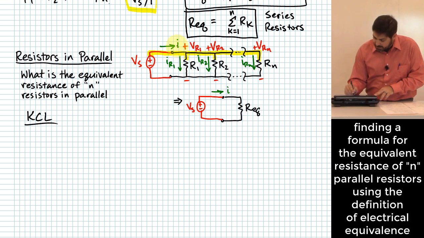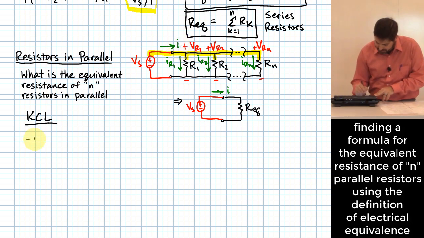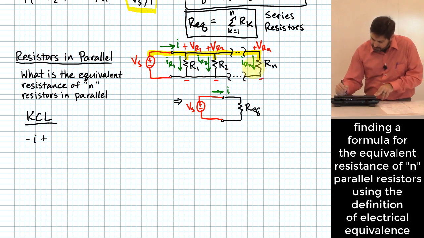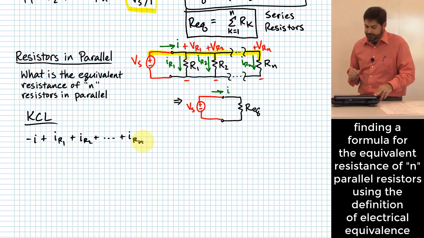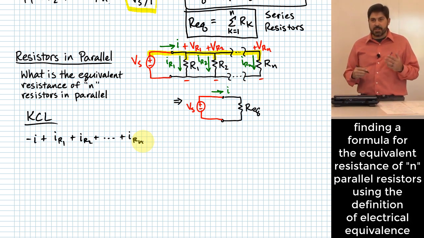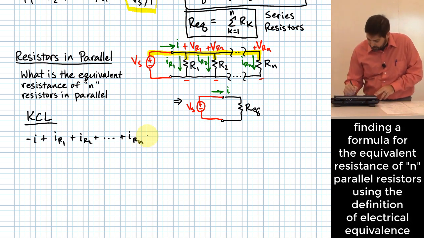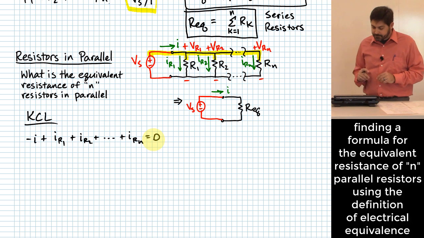So I is actually entering. So how would I write that one? Minus I. All the other ones are leaving, right? Plus I R1 plus I R2 plus dot, dot, dot, plus I Rn. And because this is Kirchhoff's current law, what do I set all this equal to? 0. That means basically there's nowhere else that current is allowed to go.